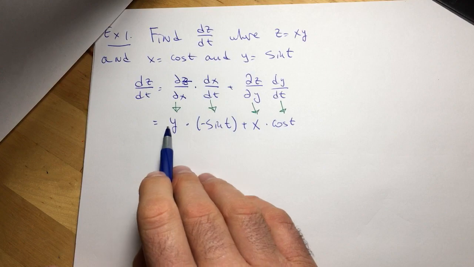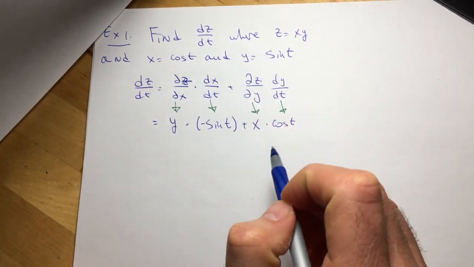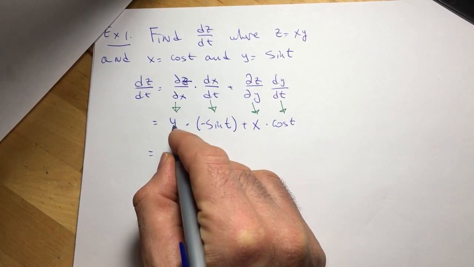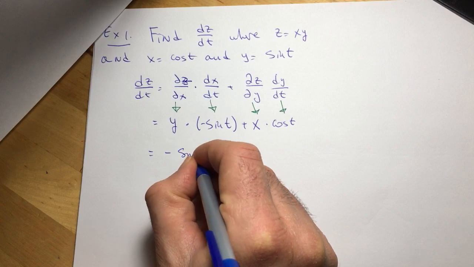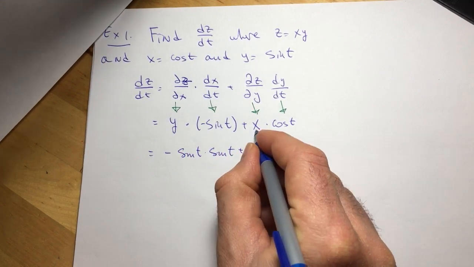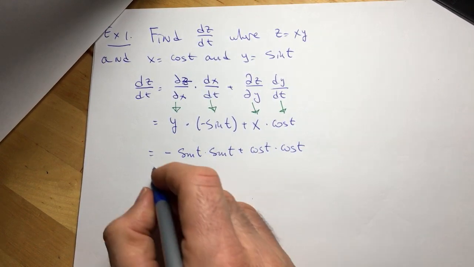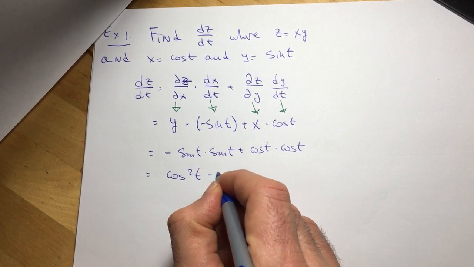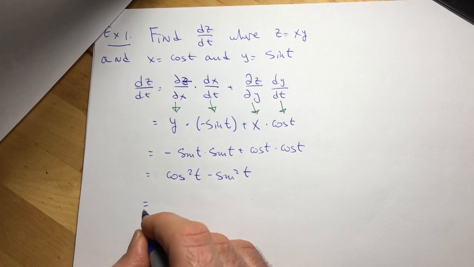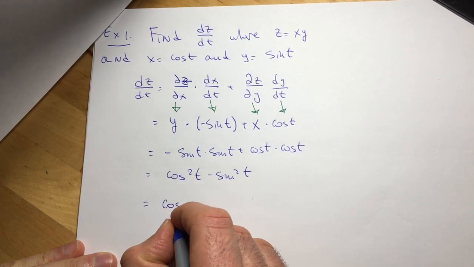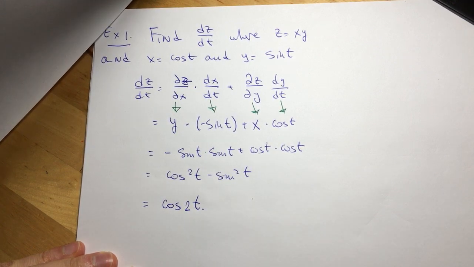And now express y and x using this definition right here. So this is negative, from here, y is sine of t, so sine of t times sine of t, plus x is cosine of t times cosine of t, or simply this is cosine squared of t minus sine squared of t. And maybe some of you already noticed this identity. This is cosine of 2t. Okay. So let's do another example.